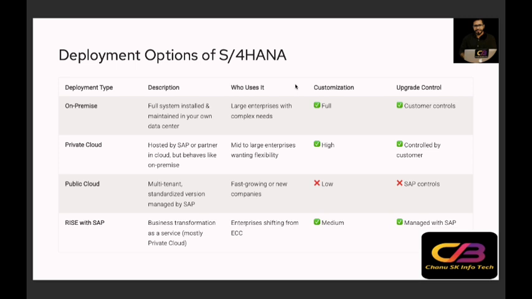So what are the deployment options? We have these options: on premise, private cloud, public cloud, and RISE with SAP. Okay. So on premise: every year SAP will release a new version for on premise. On premise means the company, here company means client, needs to procure this SAP S4HANA licensed software.